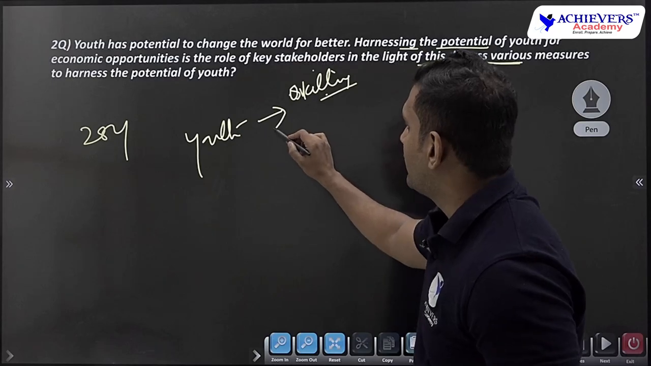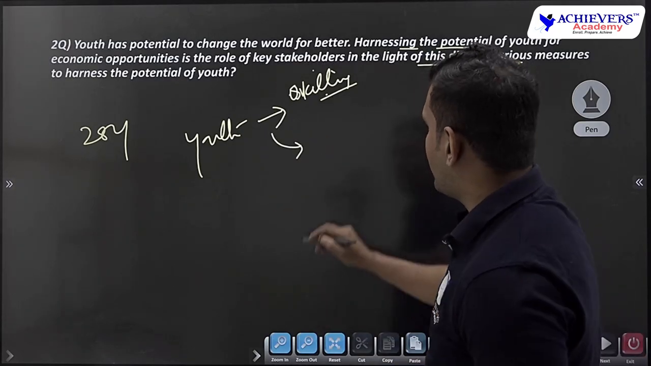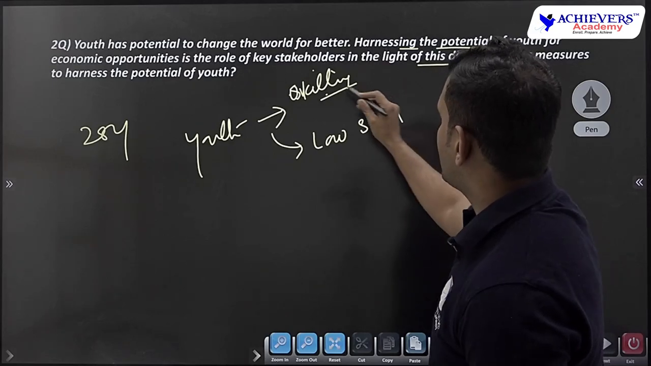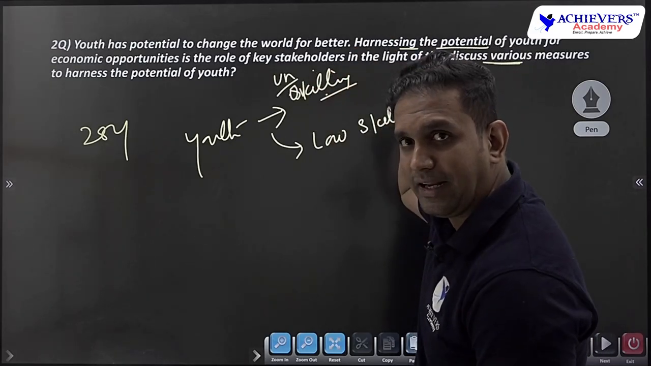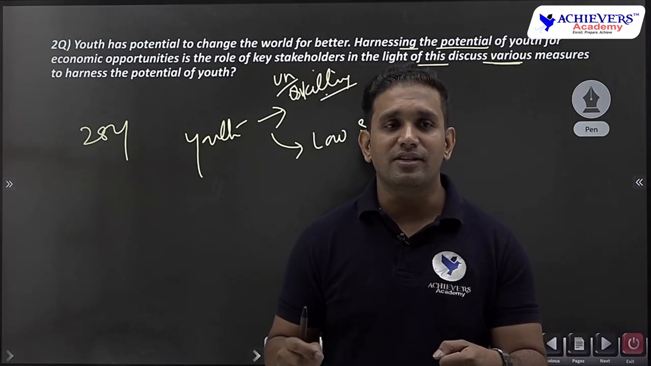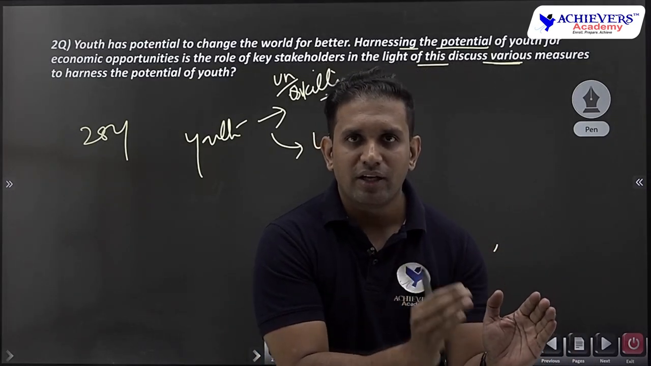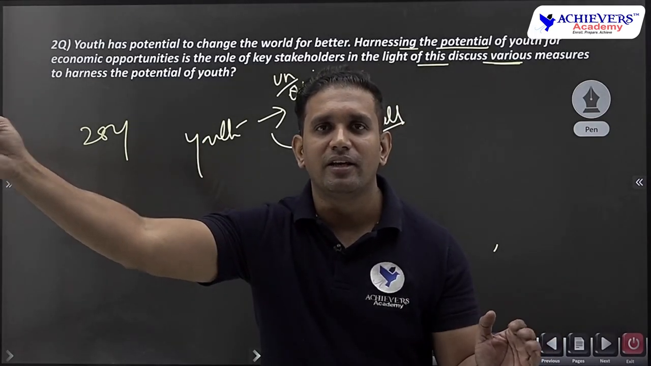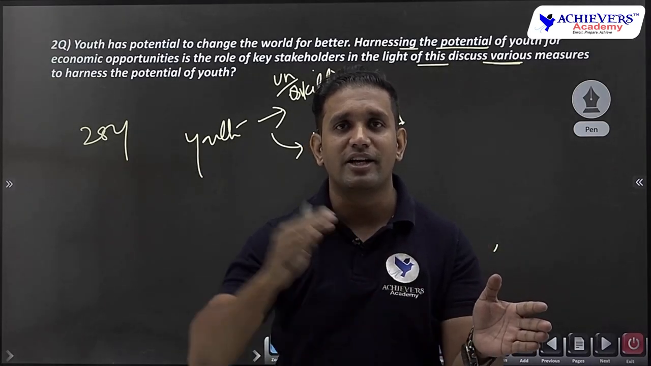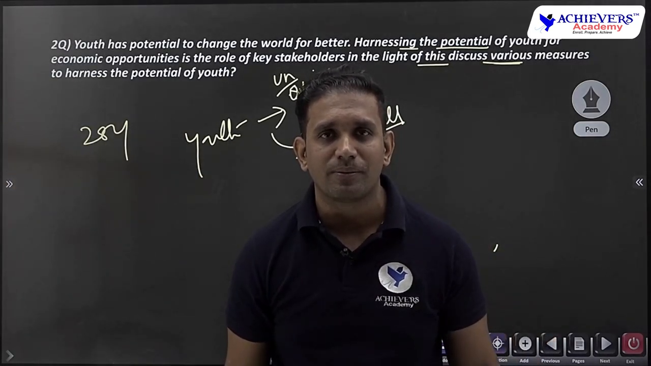So another problem with the youth is what? Low skilled. First of all, youth is unskilled. They don't know any kind of skill. Low skilled means whatever you have learnt in your academics is not being sought by the industries. Not being sought by the industries means your skills are not matching the industrial requirements.